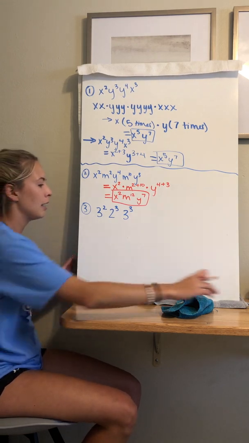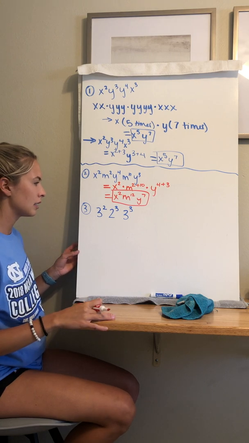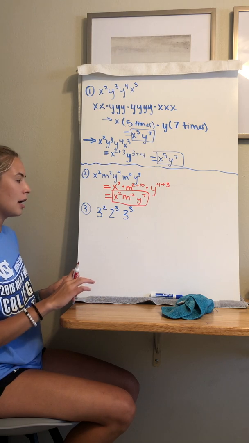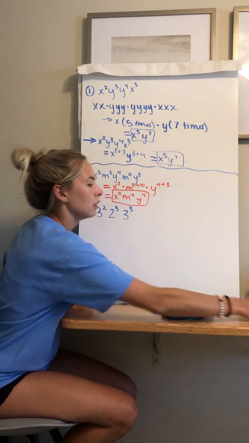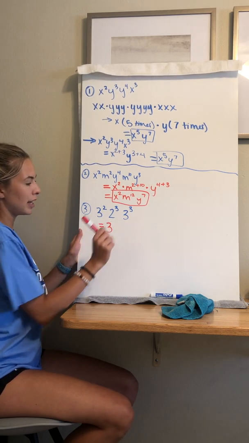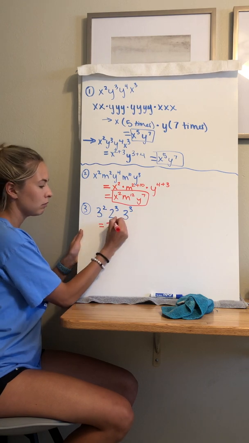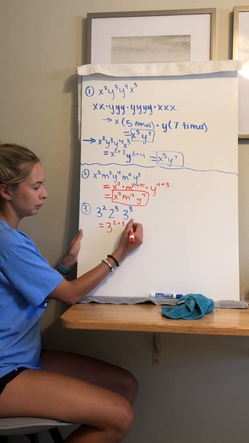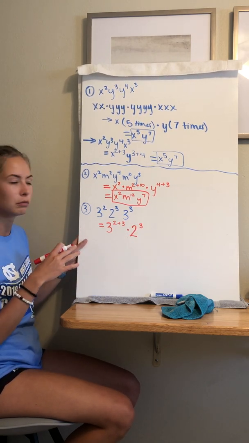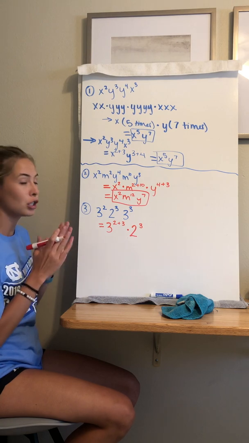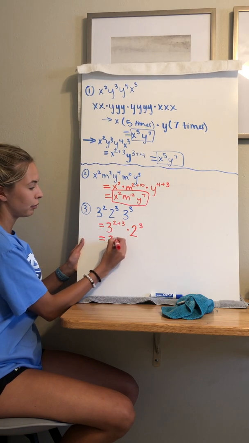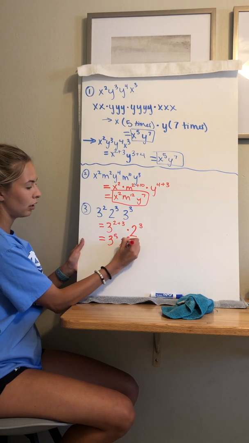Now number 3, let's do the same thing, but now we don't have variables, we have numbers as our bases. So again, simplify this. We have 3, and we have 3 bases with exponents 2 and 3. So we have 3 to the 2 plus 3 times 2 to the 3rd. There's no other term with a 2 as the base, so it's just 2 to the 3rd. So let's fully simplify it. We have 3 to the 5th times 2 to the 3rd.